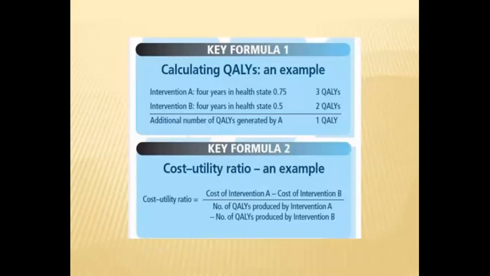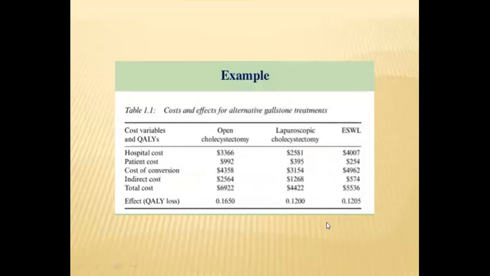Calculating the quality adjusted life years, the cost utility ratio is calculated at the end as the cost of intervention A minus the cost of intervention B, divided by the number of quality adjusted life years produced by intervention A minus the number of quality adjusted life years produced by intervention B. For example, cost and effect for alternative gallstone treatment: in open cholecystectomy, quality loss is 0.16, in laparoscopic 0.12.